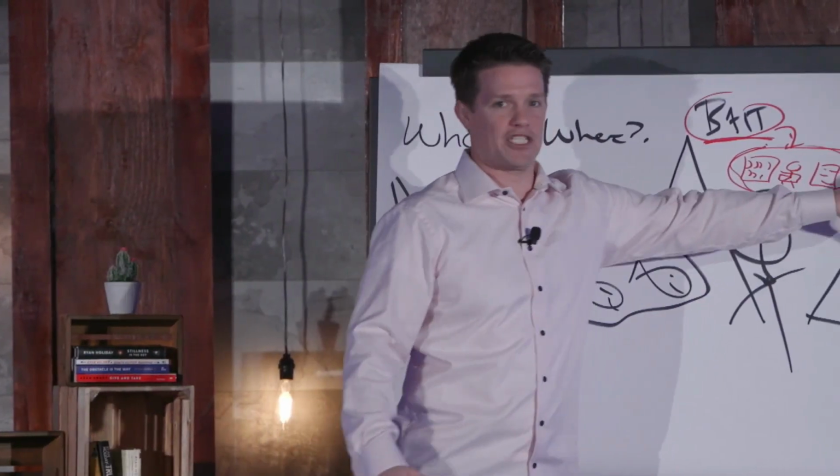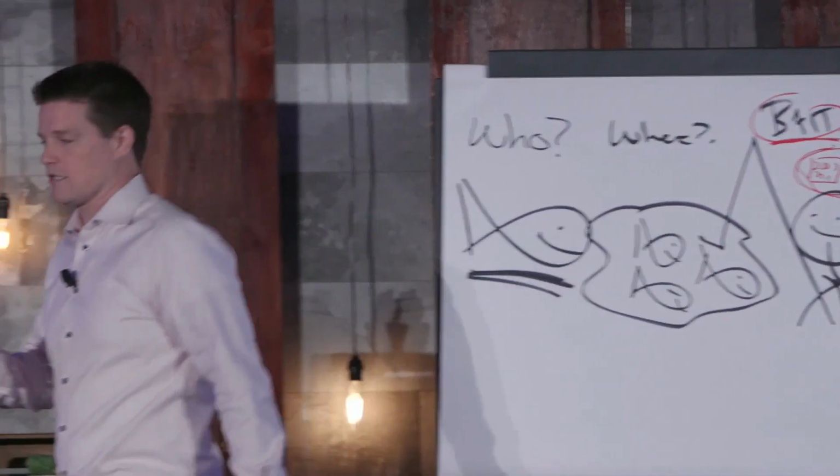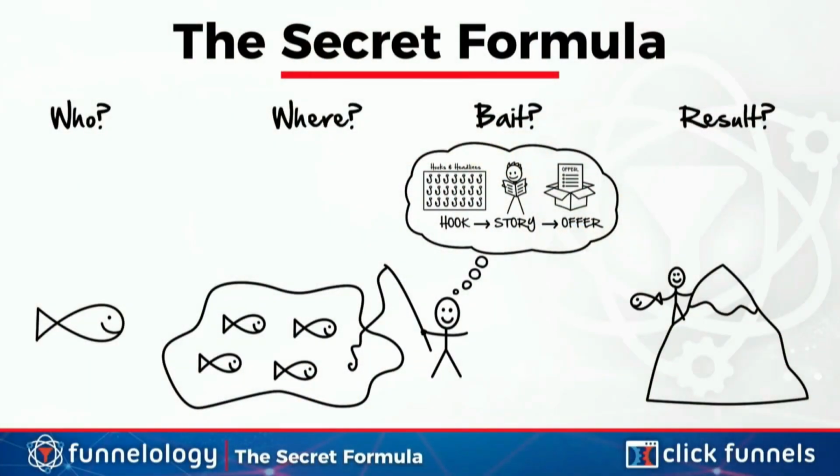And then after I get them, how can I actually serve them? Okay, and that's what the secret formula looks like. So if you look here on my slides, this is kind of a doodle of that. So: who, where, bait, and result.